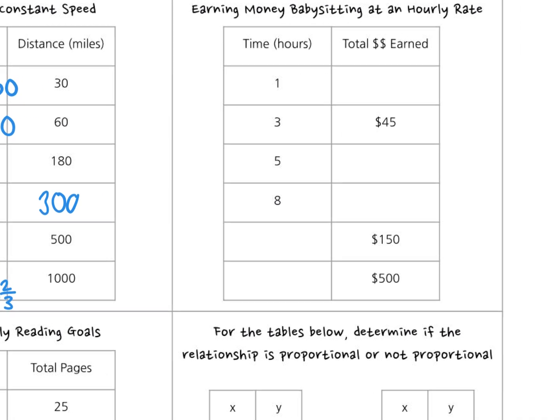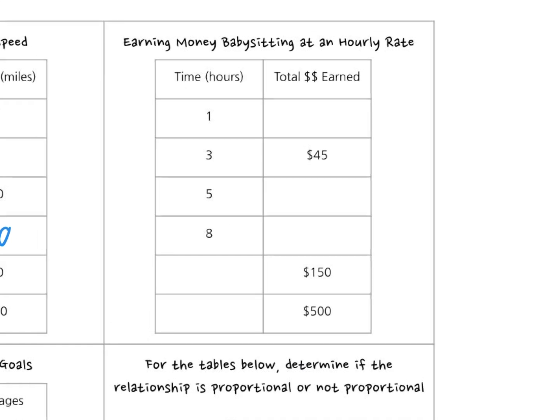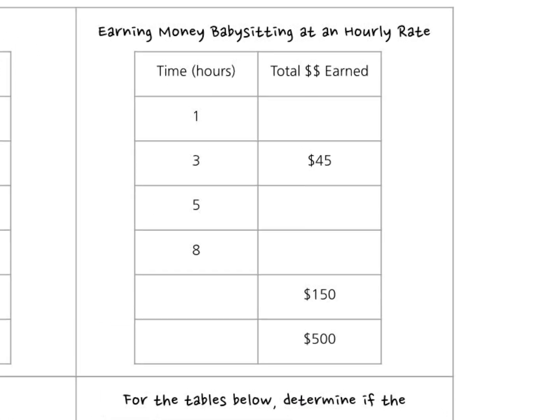Okay? For the next one, earning money babysitting at an hourly rate. So what was the hourly rate? 1 hour was how much money, Eva? $15. Very good. So first box there was 15. So if you babysat for 5 hours, Elise, you would get $75. If you babysat for 8 hours, McKenna. 120. Ooh, not 120.